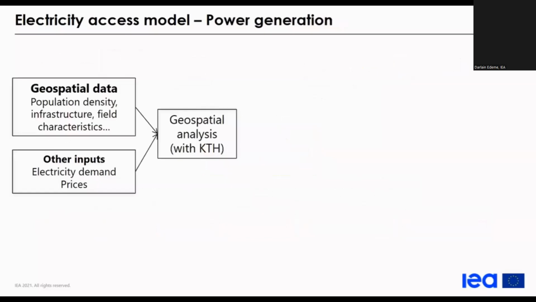Then comes the power generation module where we look at what supply can match this demand. And to do that, we have developed, based on geospatial analysis, some modeling work to understand what is the best mix of solutions, grid extension, grid densification, mini grid infrastructure, or solar home systems to meet this future demand for electricity.